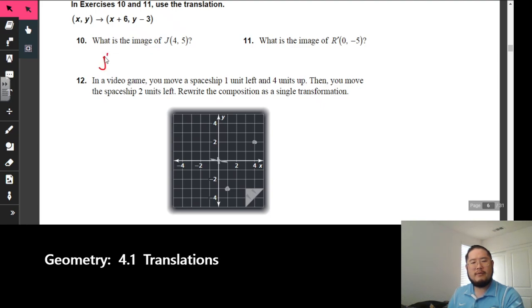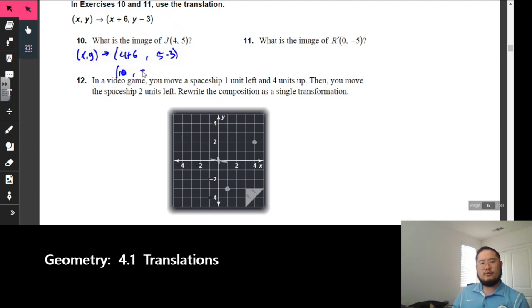Well, for J prime right here, we'll go ahead and take 4, which is x, and plug that in for x. So 4 plus 6, right? Actually, let me put all the rules together. We have x, y, and then it turns into 4 plus 6, comma, 5 minus 3. I want to make sure I show you all the steps, and this becomes 10, comma, 2. And right here ends up being J prime.